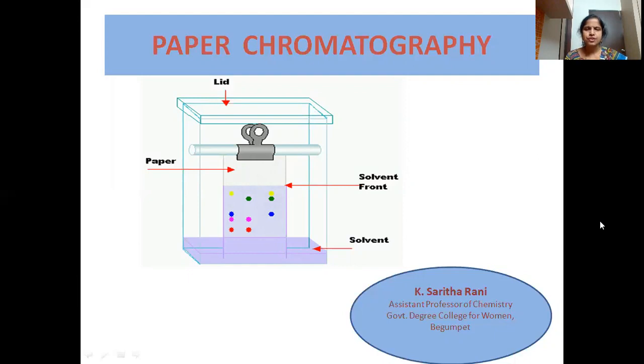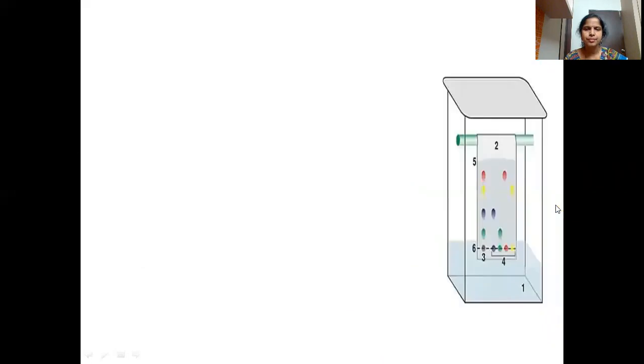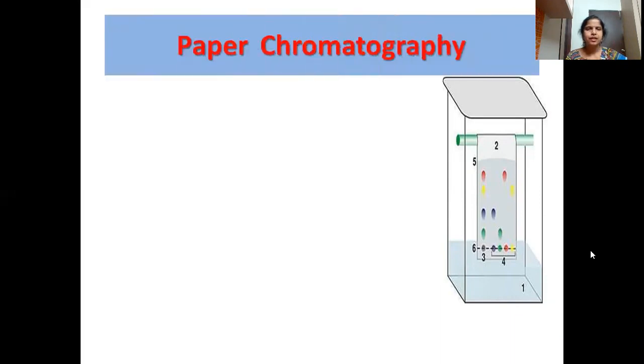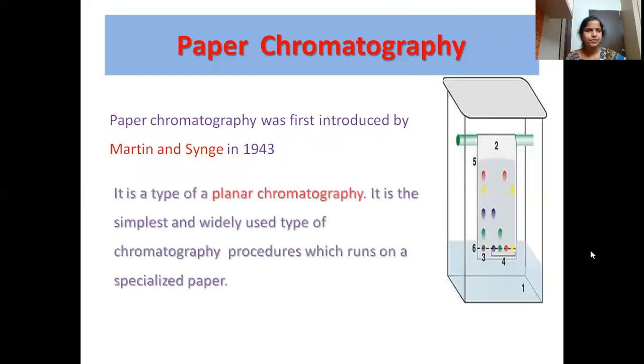In this paper chromatography, as the name itself suggests, it is paper. That means the separation is taking place on the paper. So this is the paper on which you can see the separation of the components taking place. Paper chromatography was first introduced by the scientists Martin and Synge in the year 1943. It is a type of planar chromatography.